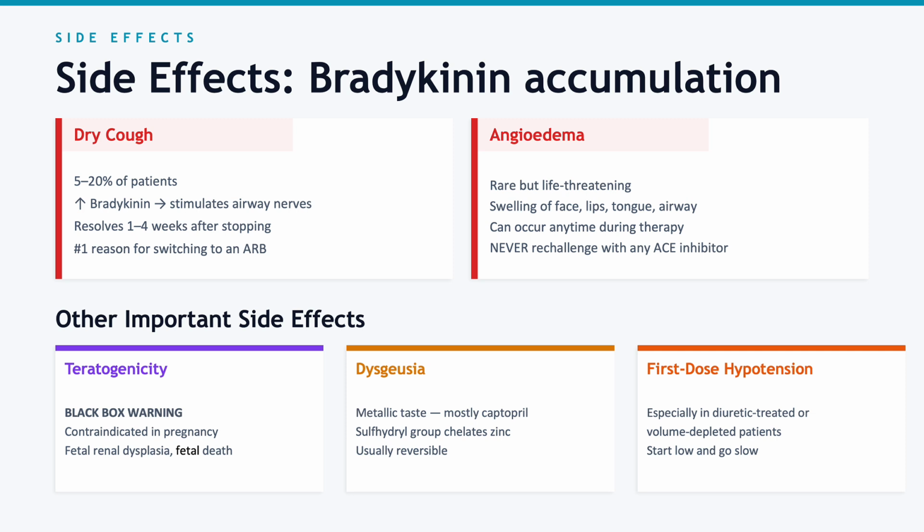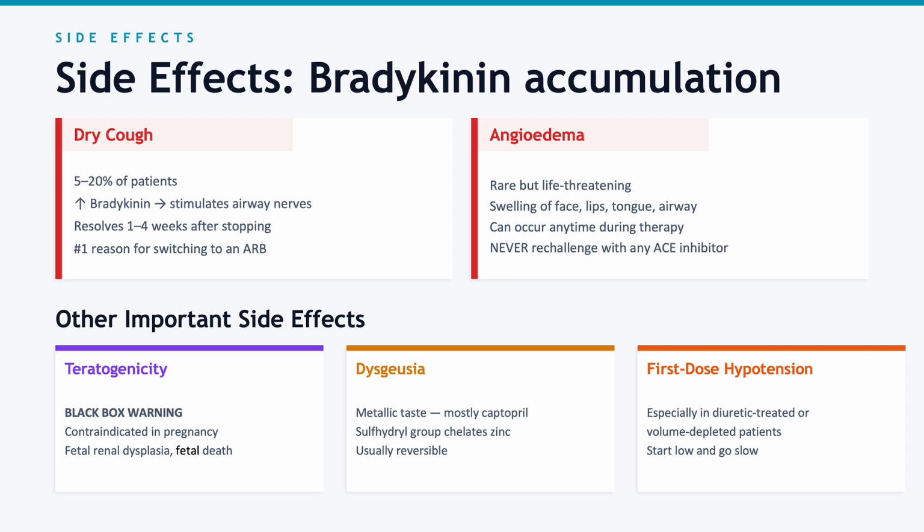Some other side effects include a black box warning for teratogenicity, so ACE inhibitors are contraindicated in pregnancy. Exposure during the 2nd and 3rd trimesters is associated with fetal renal dysplasia, limb contractures, and fetal death.